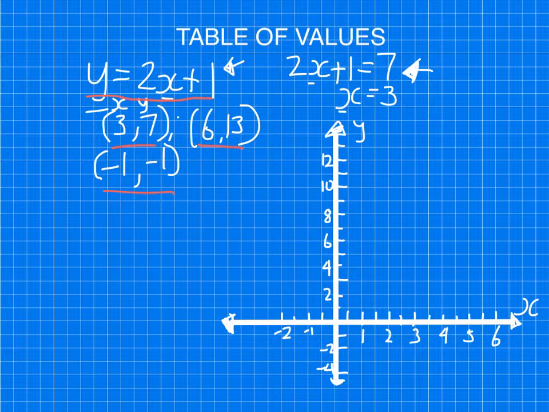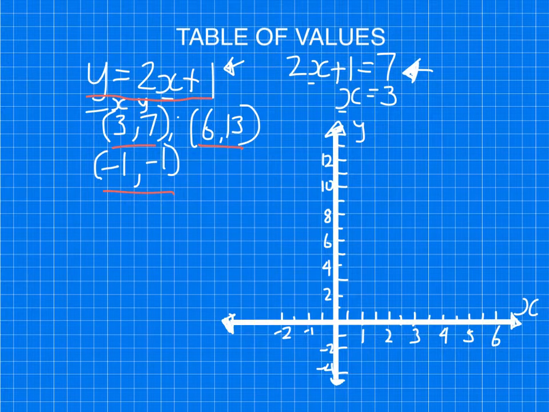So that's what we're going to look at today. The table of values method is where we just draw up a table. We have our equation, we pick some x values, you choose them, and then we find the corresponding y values. That will give us from our table 4 or 5 solutions to the equation. We just plot them and join them up.